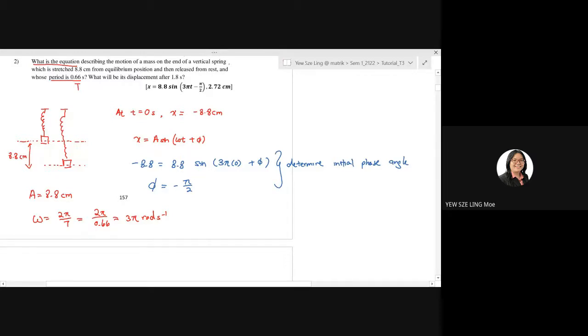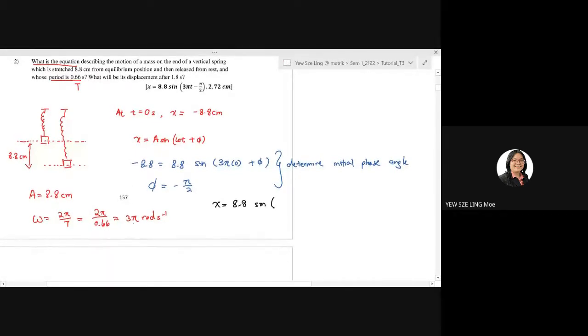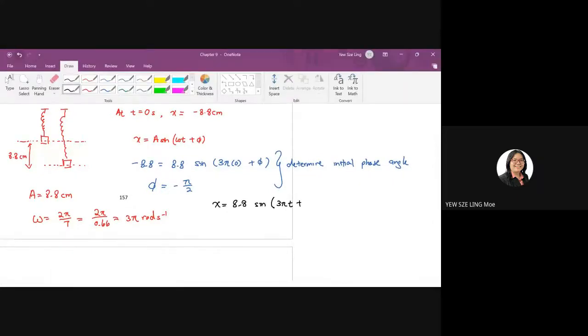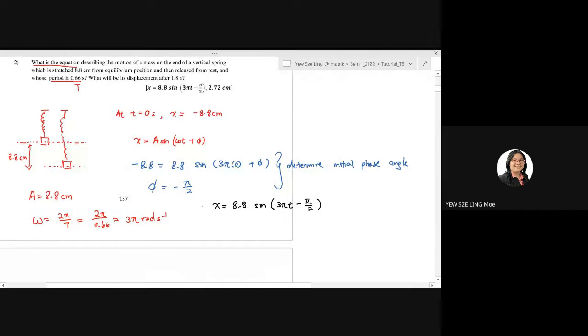So now we have it, we can proceed to forming the complete equation. So x equals A, which is 8.8, sine omega, which is 3 pi, so 3 pi t, plus, the initial phase angle is a negative value, so I should use minus pi over 2. So that is how we form the equation. This is the equation that we're going to use in solving the question.